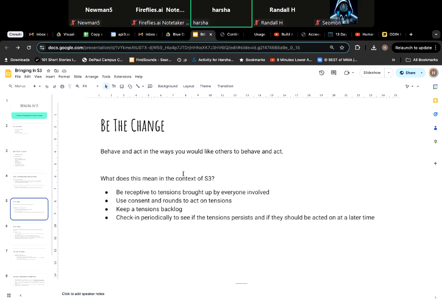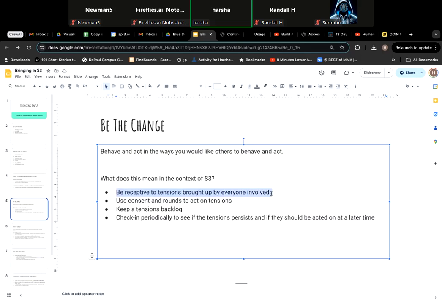So in my opinion, what this means, specifically in the context of S3, is that we need to be receptive to tensions brought up by everyone. We can't just sweep tension under the rug and be like, okay, fine, it's over. Since I think the tensions are the building block of everything, these need to be taken very seriously. Use consent and rounds to act on tensions. So we just go around talking about these tensions and use consent and rounds to act on these.